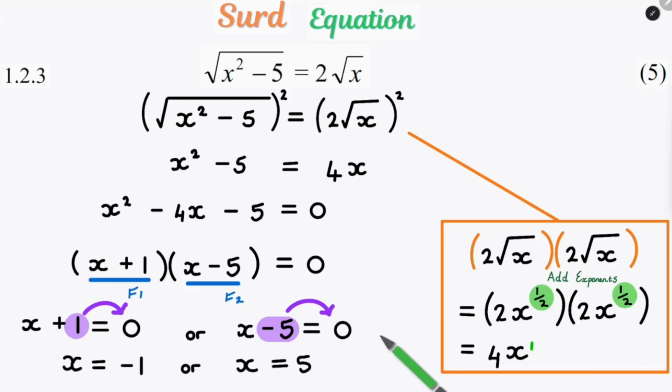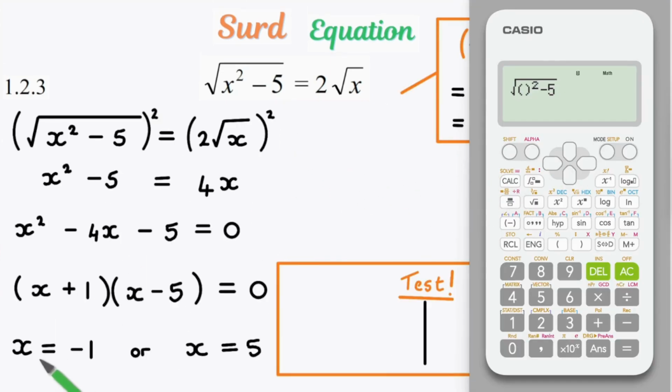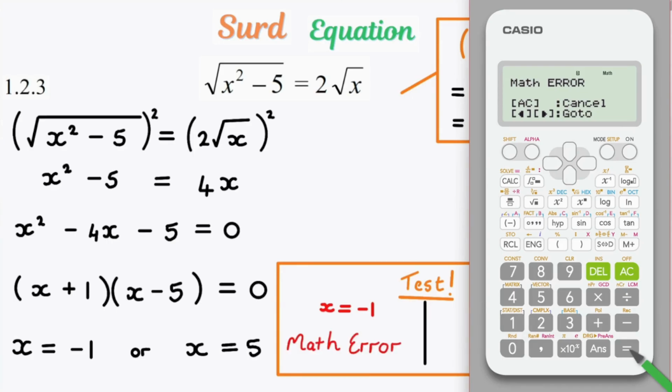But with surd equations, you've always got to check your answers. So we'll start off by testing this negative 1 here. How we do that is we revert back to the original equation and we type it into our calculator like this. But instead of an x, you leave open brackets. And I'm going to put that negative 1 in that bracket over there. And if I press equals, I get math error. So something's not quite right when I'm testing that x equals negative 1. It's giving me math error. So it must be an invalid answer. So we come to this equal sign over here and we put a stroke through it.